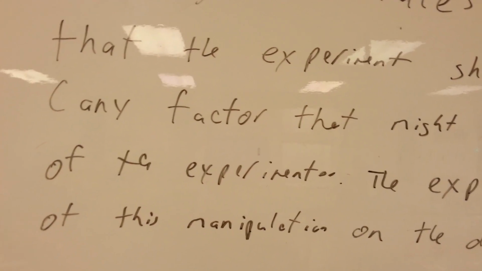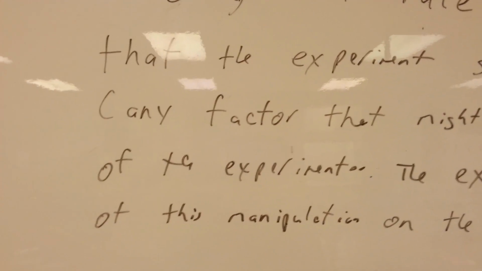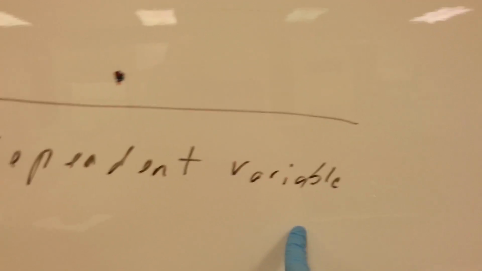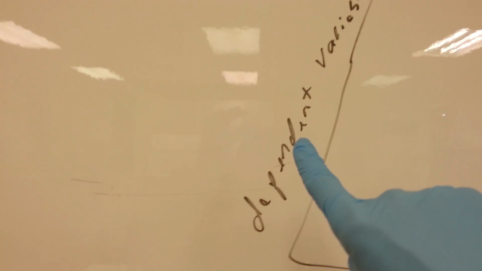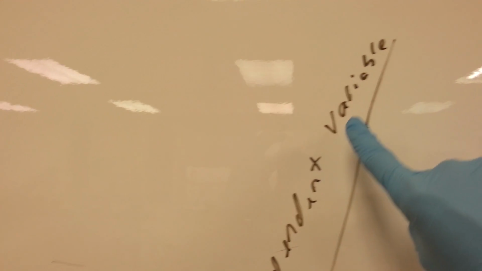In this video, I'm going to discuss independent and dependent variables. First off, let's look at what it will look like on a graph. Remember, the independent variable goes on your x-axis on a graph. On a graph, your dependent variable goes on your y-axis.